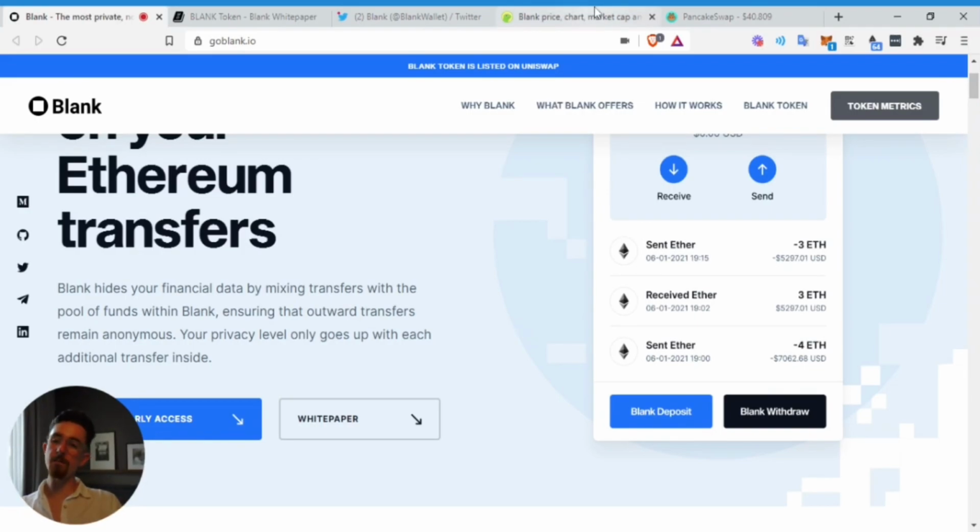So Blank hides your financial data by mixing transfers with a pool of funds within Blank, ensuring that outward transfers remain anonymous. Your privacy level only goes up with each additional transfer inside. So that is interesting. It's kind of like shifting these things around instead of just, when you're doing a transaction, for example, on ETH Explorer, BSC Explorer, or whatever blockchain Explorer. The problem is it's all open source, right? That's the beauty of the blockchain, so you can see all the transactions. But sometimes you can actually see the IP address.